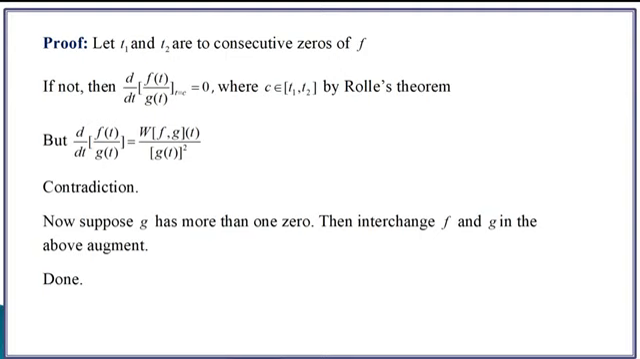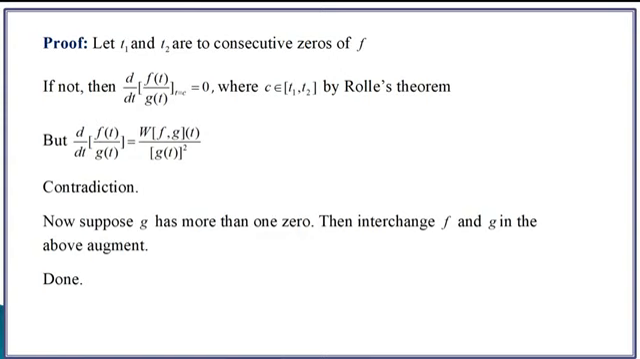And also f is 0 at t1 and t2. So it satisfies all the conditions of Rolle's theorem, and as per Rolle's theorem, the derivative of this ratio should be 0 at some point in between t1, t2. Now what is this derivative actually? This derivative is actually the Wronskian of f, g by g square.